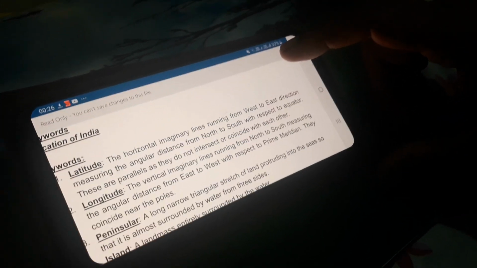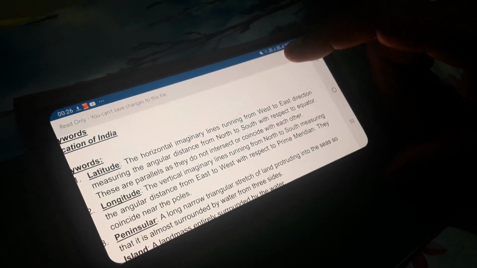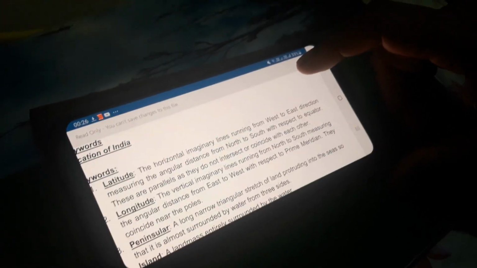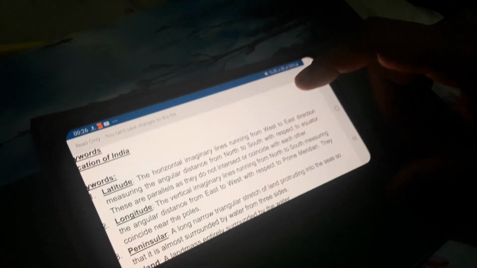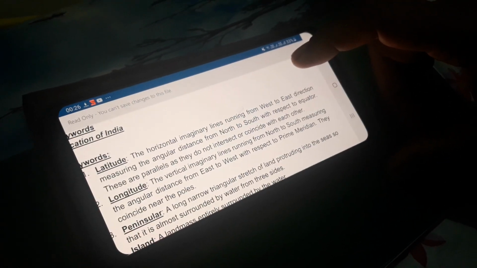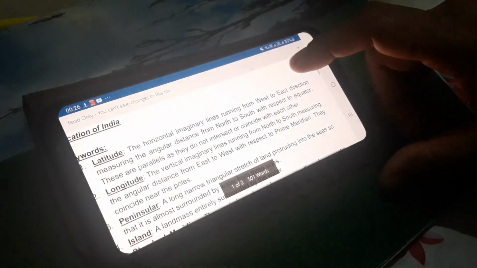The latitude means the horizontal imaginary lines running from west to east direction, measuring the angular distance from north to south with respect to the equator. These are parallels. Why? Because they do not intersect or coincide with each other.